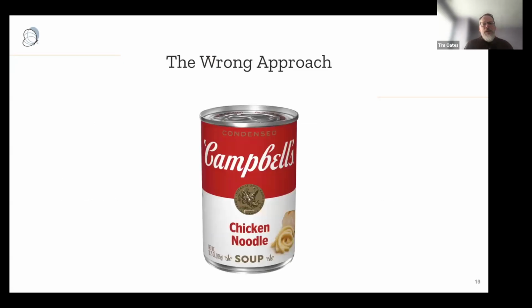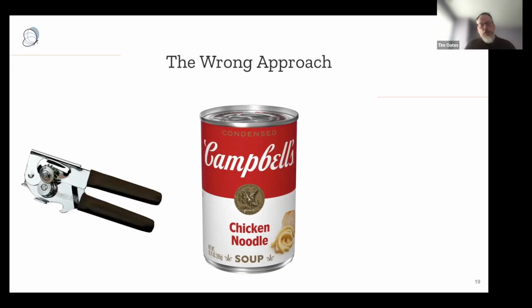Okay, so another failure mode is what I'm calling the wrong approach. Let's suppose you want to open a can of soup and it doesn't have a pop top lid. I can't tell if that can that I grabbed, maybe it does. Let's pretend it doesn't, right? So you've got to open a can of soup. You should use the tool that's appropriate for that particular job. And so the metaphor here is the Campbell soup is the problem, right? It's a problem that you're trying to solve in your organization. Let's use a can opener.